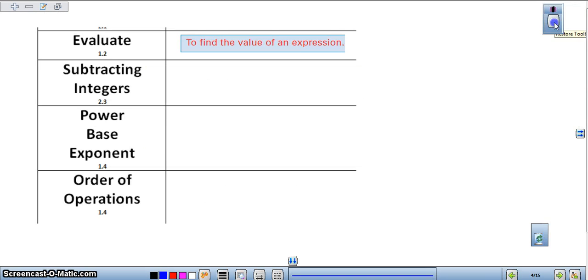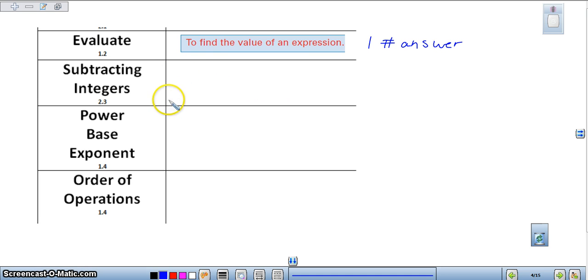the vocabulary that you're filling in your notes is evaluate, to find the value of an expression. You usually want to get this as a one number answer. So as you simplify things, you want to get it down to one answer. You don't want to have parentheses. You want to make sure it's simplified.